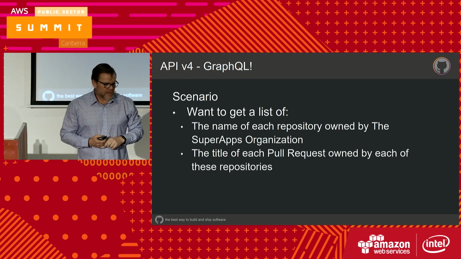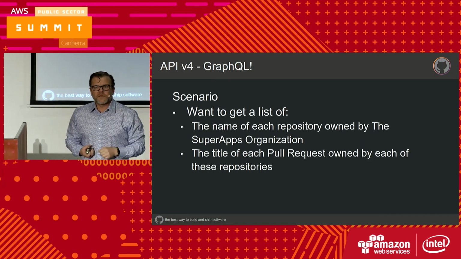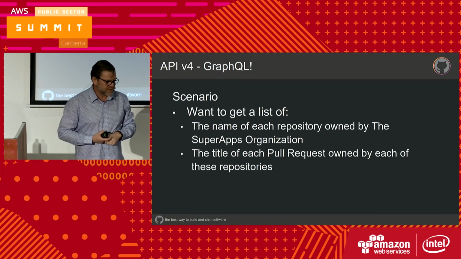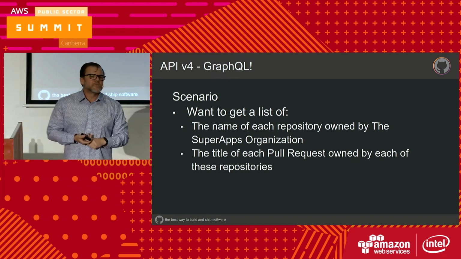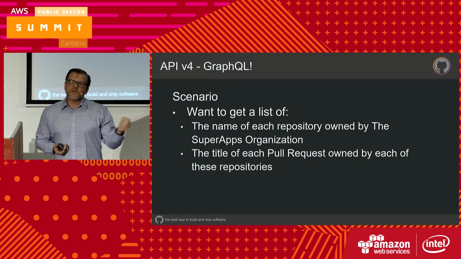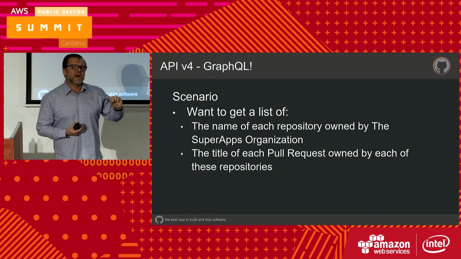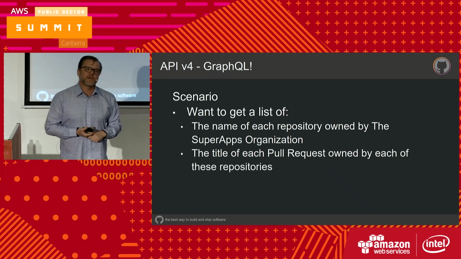So let's have a look at a scenario. Let's say that we've got an organization called the Super Apps Organization, and we want to get the name of every repository owned by that organization. And then for each one of those repositories, we want to get the title of all the pull requests owned by that organization.